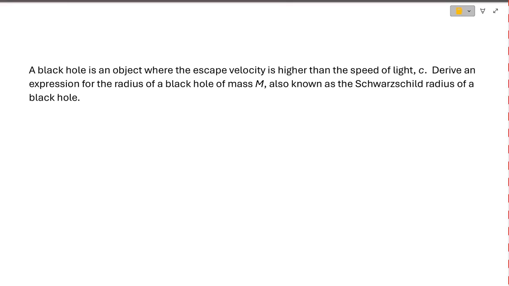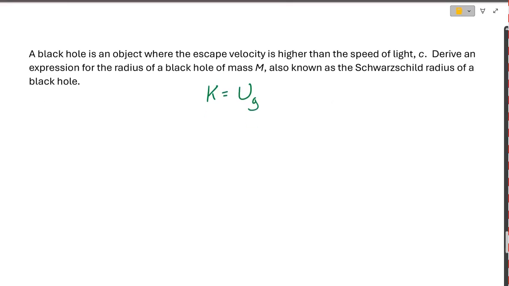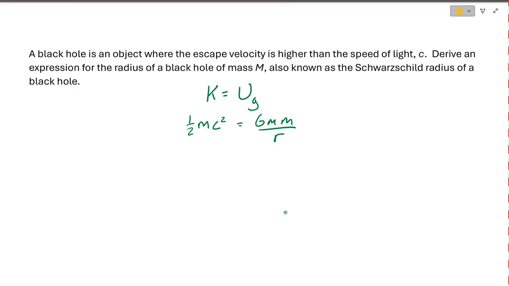Start with this. We know that kinetic energy would have to equal gravitational potential to figure out our escape velocity. But this time, my speed is the speed of light, which we usually call c. So c squared equals GM over r. One of the masses cancels out. And this time we want to solve for r. Like, what's the radius? So see if you can do the algebra there.